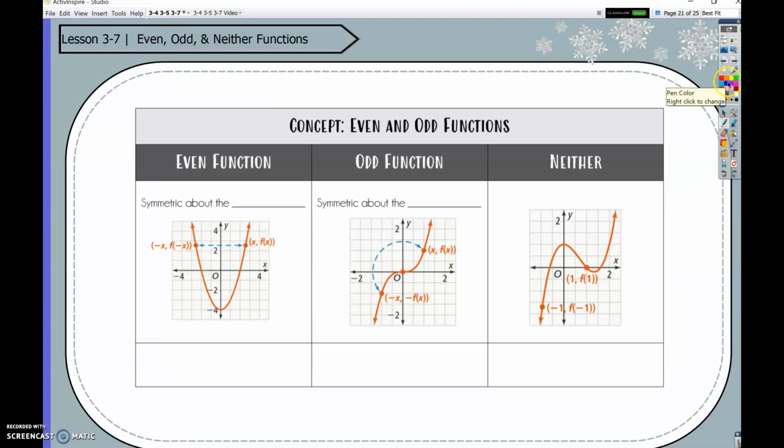If a function is even, we say it is symmetric about the y-axis. That basically means if you would fold down a y-axis, the function would lay on itself.